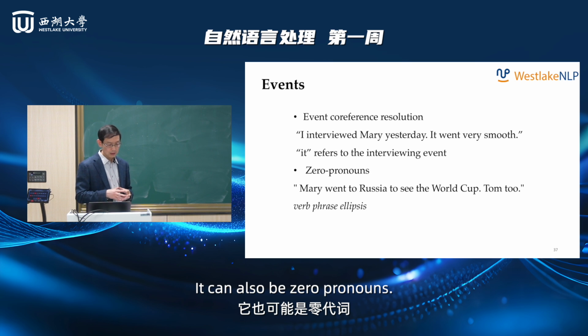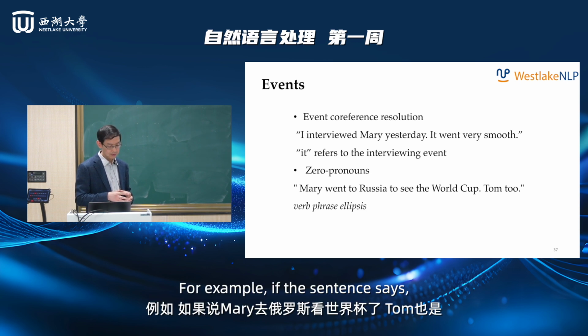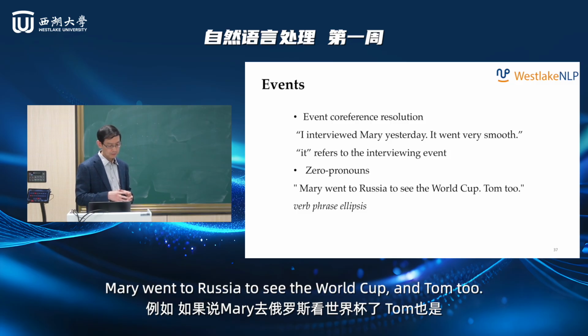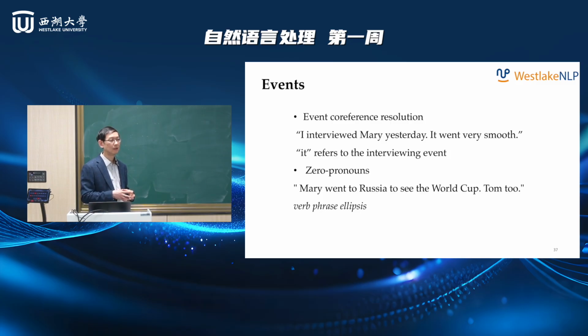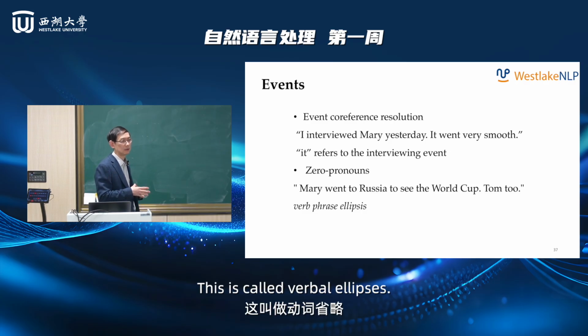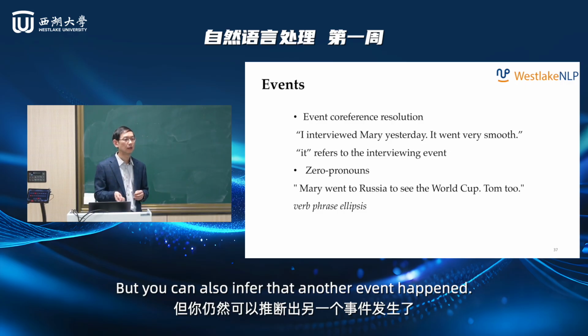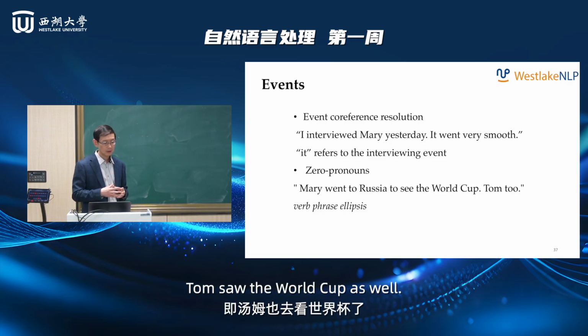It can also be a zero pronoun. For example, if the sentence says, "Mary went to Russia to see the World Cup, and Tom too." There's no mention of the verb. This is called verbal ellipsis. But you can also infer that another event happened: Tom saw the World Cup as well.